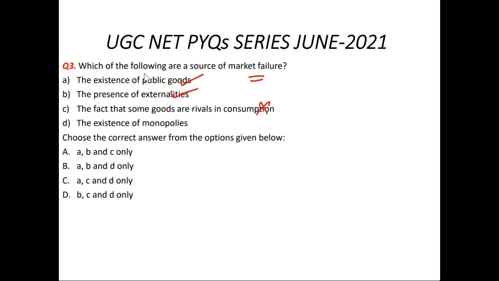But here it says that rivalrous is not a source of market failure. The existence of monopolies, yes, that also applies. So A, B and D is the correct answer. A, B, D only. Option B is the correct answer.